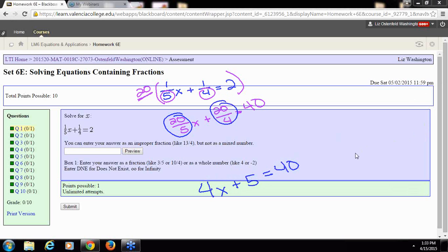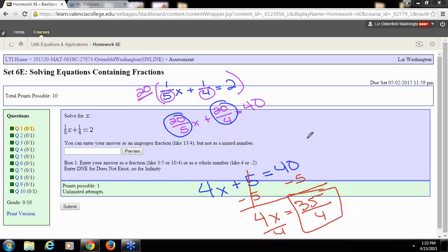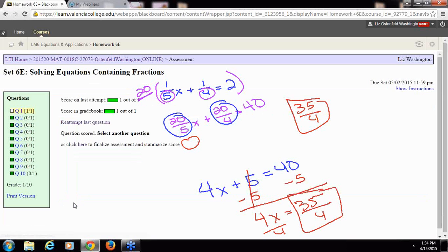Now that I did that, I can start solving without dealing with the fractions. I'm going to subtract 5 to get 4x alone. So I get 4x equals 35. And then my last step is to get the variable alone. It's okay to leave your answer improper as long as it is simplified as much as possible. And it says you can enter your answer as an improper fraction just like this. So I'm going to go ahead and type this one in, 35 divided by 4. There you go.